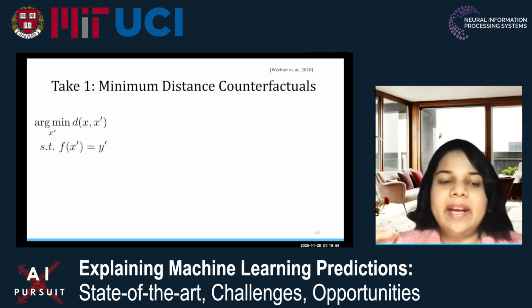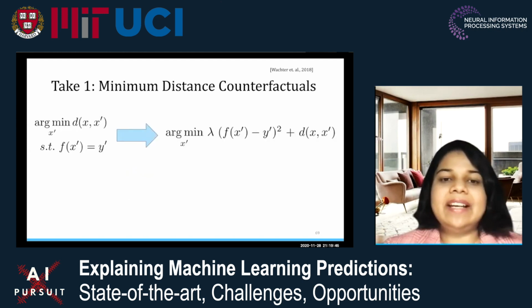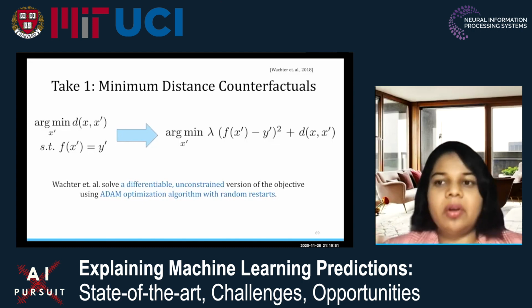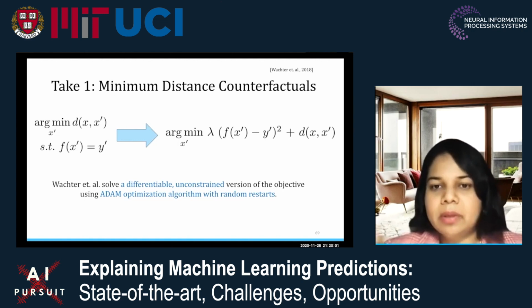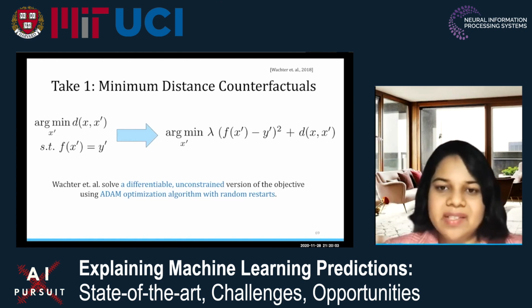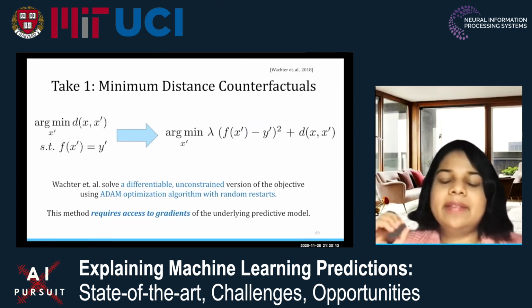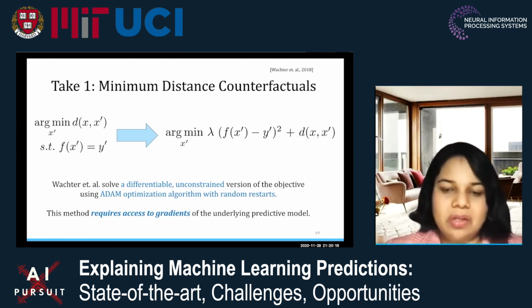In fact, Wachter et al. used a slightly different version of this objective that we just discussed, which is shown on the right-hand side of the slide. This version of the objective is actually unconstrained, as you can see, and is also differentiable. And they use the Adam optimization algorithm with random restarts to solve this objective. So one of the key points to note here is that Wachter et al.'s algorithm requires access to gradients of the underlying predictive model, so it is not dealing with a complete black box.